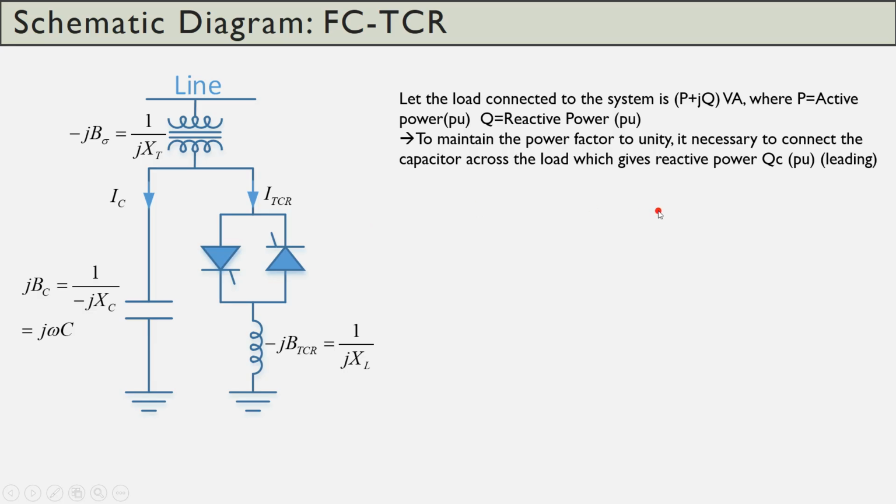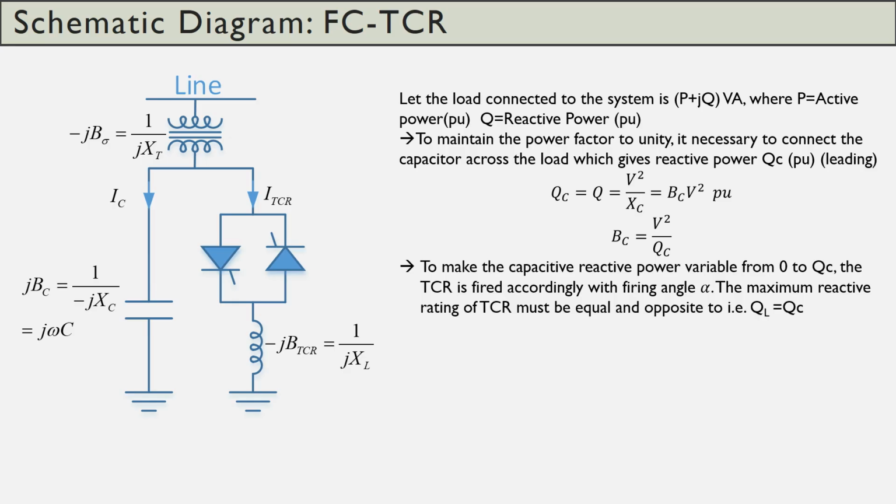Hence, the reactive power QC must be equal to the reactive power of the load, that is V square upon XC. XC is the capacitive reactance of this capacitor. So I want to calculate the susceptance. Susceptance BC is equal to 1 upon XC. XC is equal to 1 upon omega C. So you can write it as j omega C. So QC is equal to V square upon XC, that is, you can write it as BC V square per unit. So BC is equal to QC upon V square. BC is the capacitive susceptance.